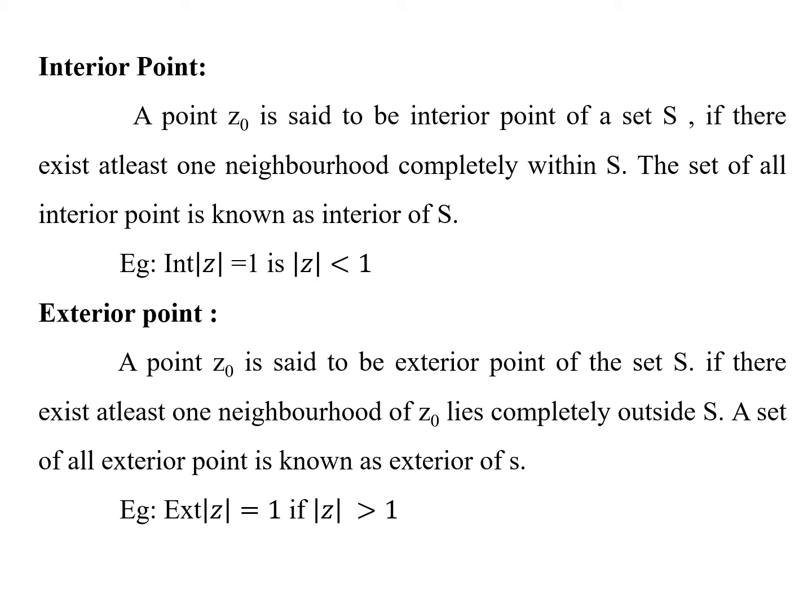So exterior point. A point z0 is said to be an exterior point of the set S if there exists at least one neighborhood of z0 lying completely outside S. The set of all exterior points is known as exterior of S. That is, the exterior of mod z equal to 1 is mod z greater than 1.